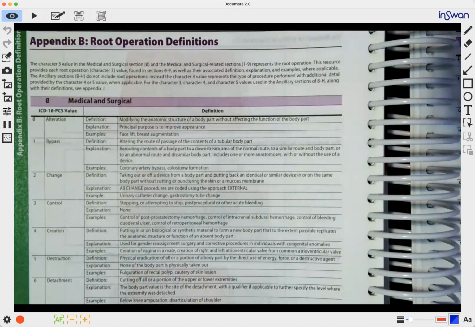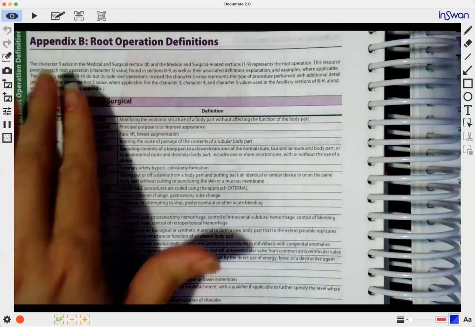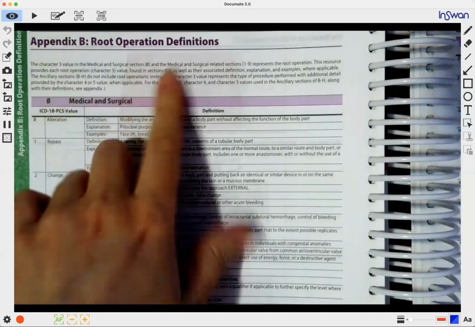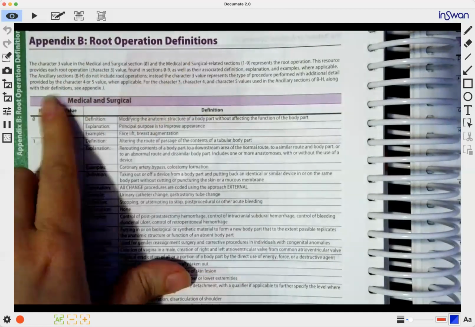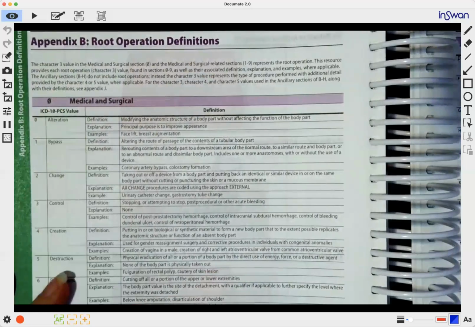This time around, we are going to discuss the root operations in the medical and surgical section of ICD-10-PCS. As you may recall, the root operation is reflected by the third character of your ICD-10-PCS code. What I have here in front of you is just one version of a code book. And as you can see, we are in Appendix B, root operation definitions. So take a look for this in your version of the code book.